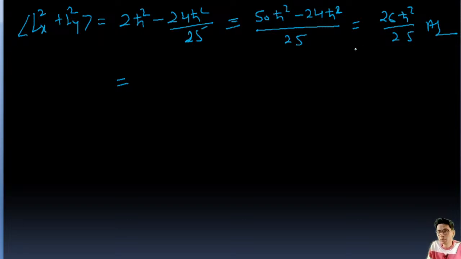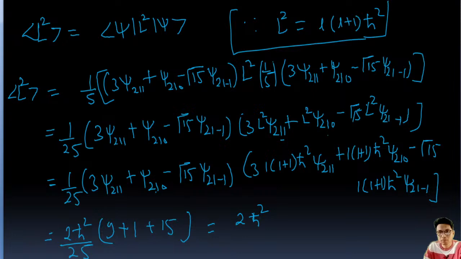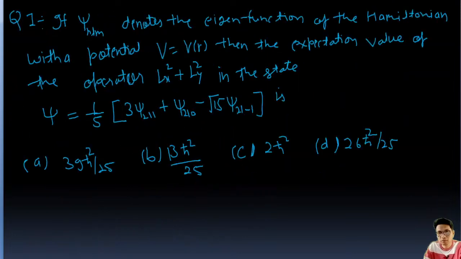Okay, this is the answer, guys. We'll check which option is matching. So option number D is the correct one, 26 h cut square upon 25, right? It's a very good question, guys. So it is solved. Now I hope you understood it, guys. So now I'm going to solve the next question.